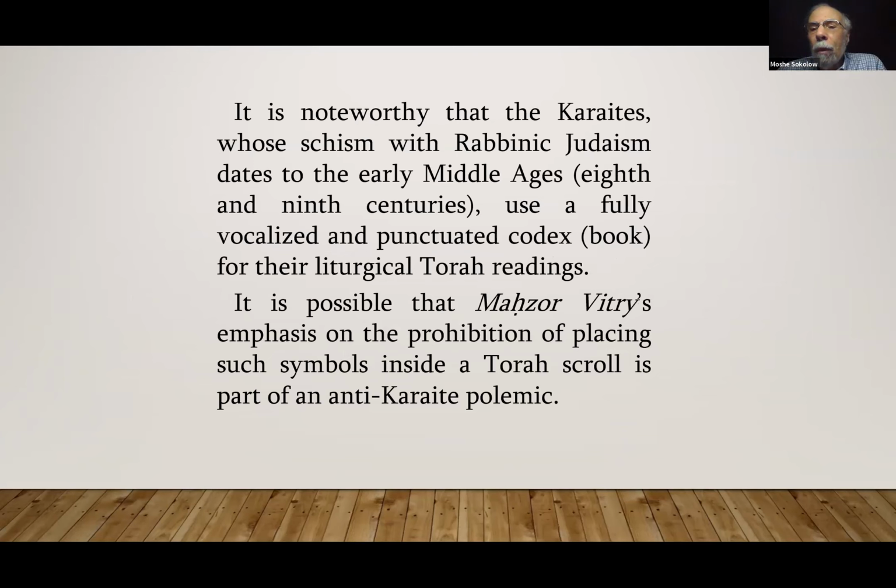Simply an historical observation, the Karaites, whose break from rabbinic Judaism dates somewhere to the 8th or 9th centuries, when they read the Torah in their synagogues, they do not use a scroll as we do. They use a book, a codex. And in their codex, the consonants are both vocalized and punctuated, right? Which probably makes it very easy to study to be a bar mitzvah boy in a Karaite synagogue, okay? And therefore, I'm just simply noting that it's possible that the Machzor Vitri's emphasis on the prohibition of putting vowel signs or punctuation marks into a Torah scroll may in fact be part of an anti-Karaite polemic.